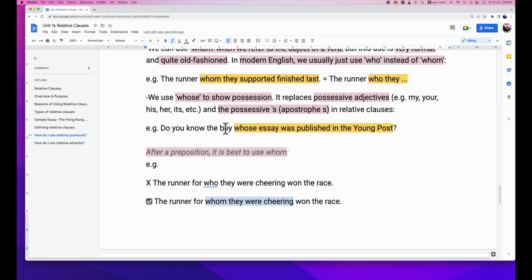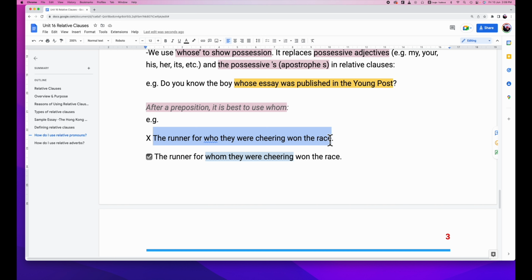Do you know the boy whose essay was published in the Young Post? The essay belongs to the boy. Also, after prepositions, it's better to use the word whom. Let's take a look. The runner, for whom they were cheering, won the race.